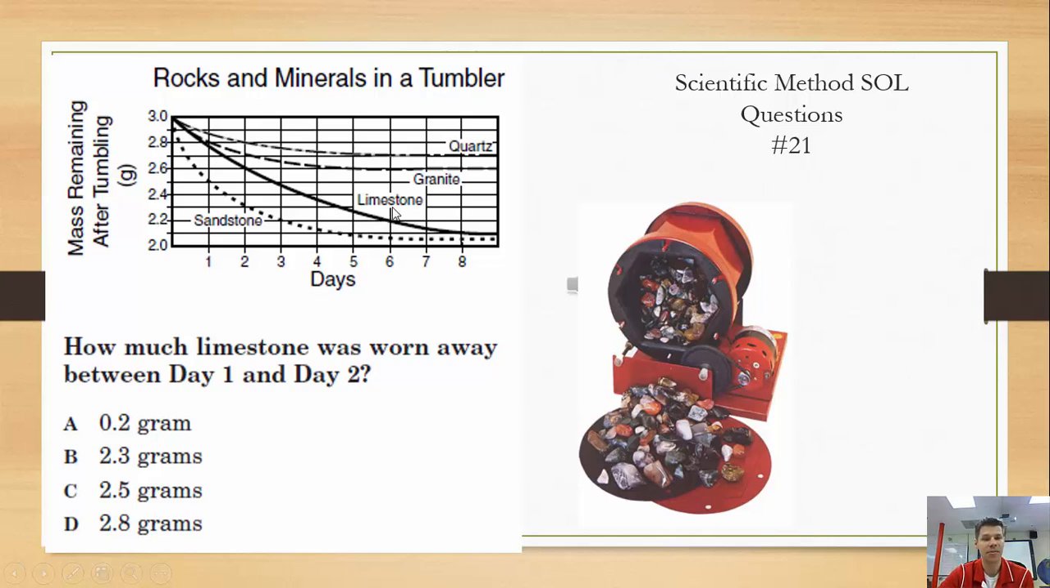So how much limestone did we have on day 1? We follow the chart up, we find the solid black line, which is limestone. Looks like we had 2.8 grams of limestone in day 1. How much did we have at the end of day 2? Right here's day 2, we had 2.6. So how much was lost? If we started with 2.8 and we ended up with 2.6, our best answer here is A, 0.2 grams.